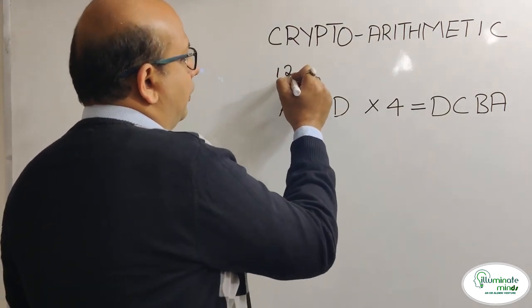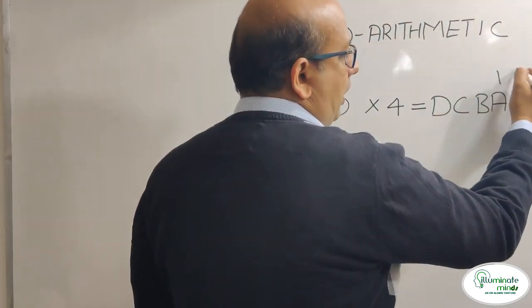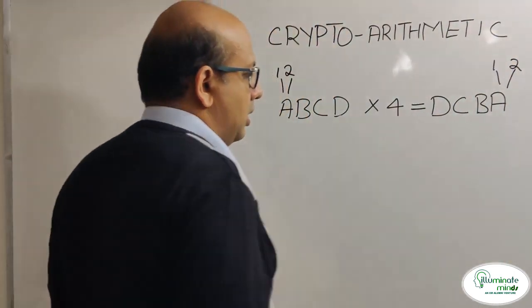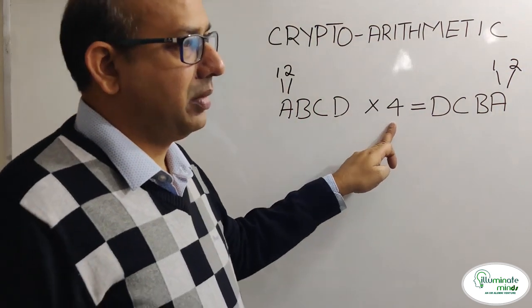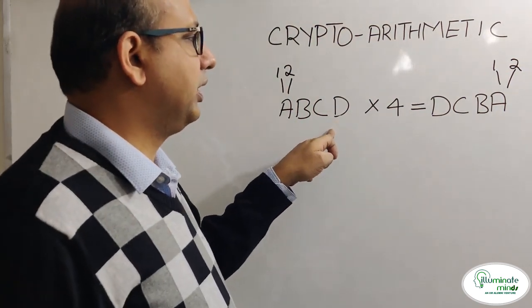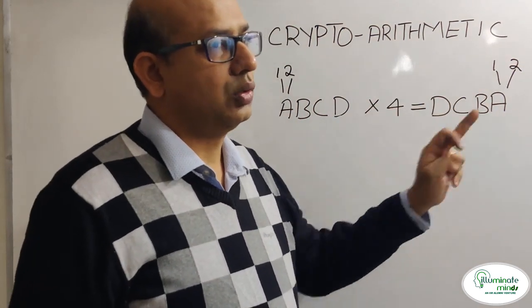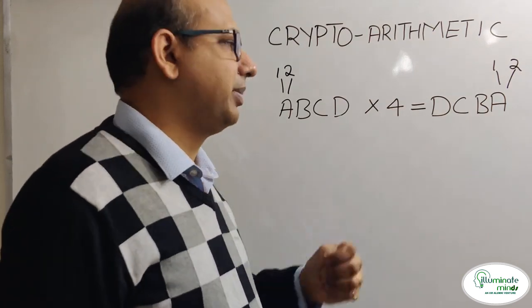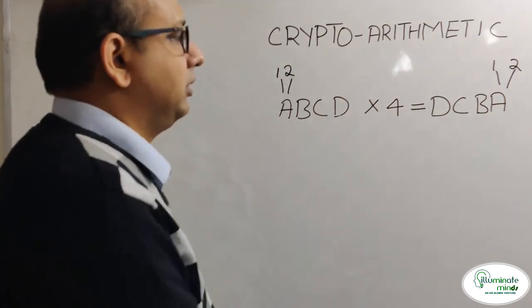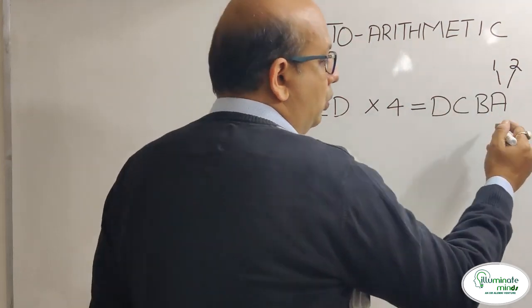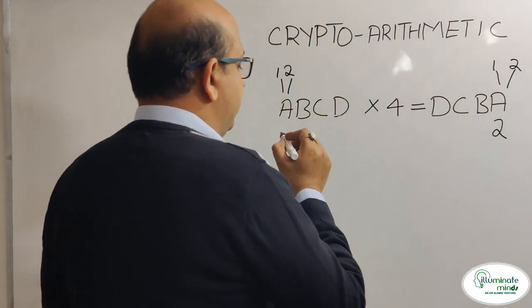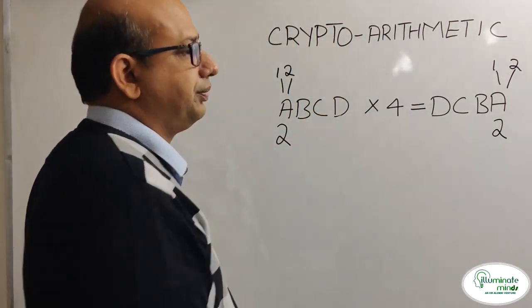So this A will also be 1 or 2. Now 4 is an even number. An even number multiplied with anything will result in an even result. Whether a number is even or odd is depicted by its last digit. Hence A can hold the value 2 only. So the only possible value for A is 2.